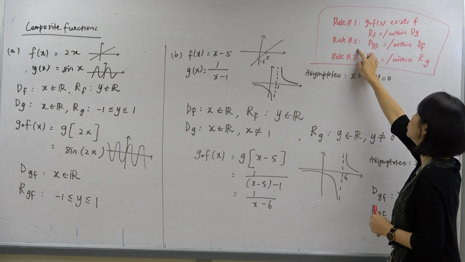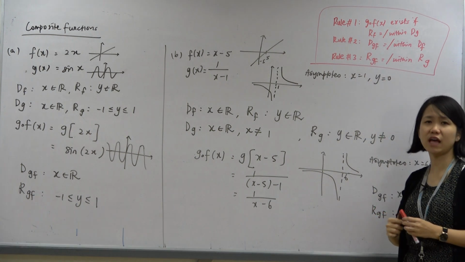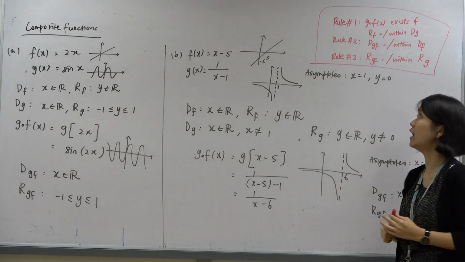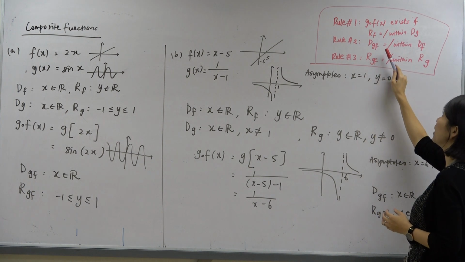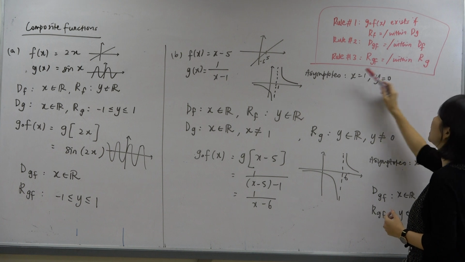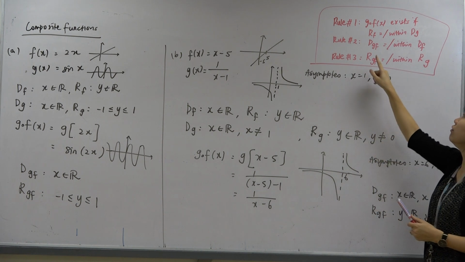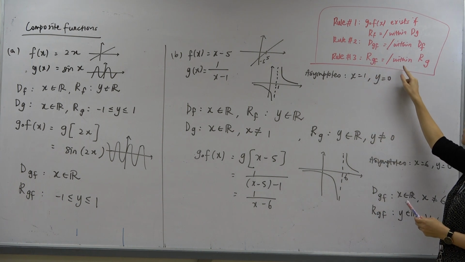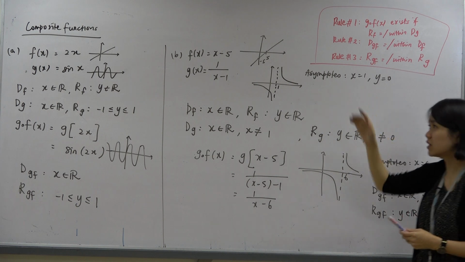And what about rule number 2? If you were to find the composite function GF, the domain of GF must be equivalent or within the domain of F, the second function F. What about rule number 3? The range of GF must be equivalent or within the range of G. So let's look at the first example.